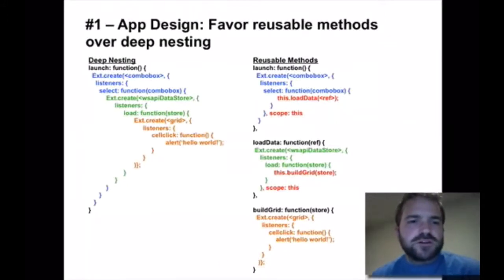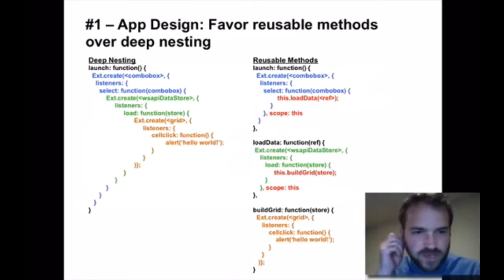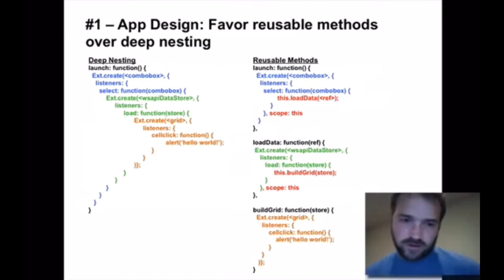All right, so the first one, app design. This one is about favoring reusable methods over deep nesting. What you'll find on the left is an example of deep nesting. In your launch function, you'll create a combo box, and that'll have a listener for if someone selects something from the combo box. Then once you select something, you'll create a data store and go fetch data based on what they selected. And once that loads, you go and create a new grid with the data, right? And you can see how you can very easily nest and keep going.